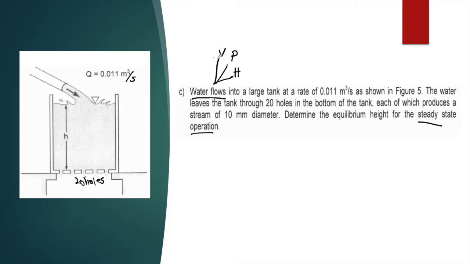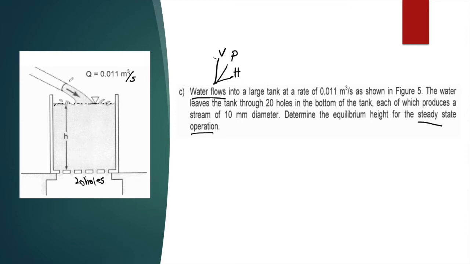Normally, they will ask about velocity and pressure, but in this question, we are required to find the elevation, or the height, from the surface of the water inside the tank to the flow at the 20 holes. Okay, now.